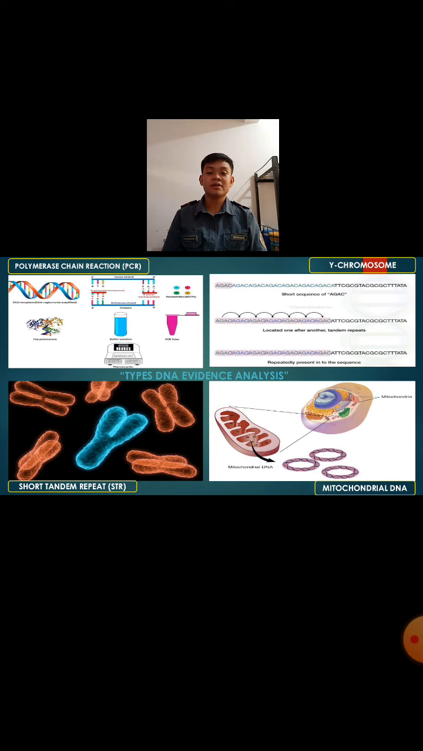And number 4 is mitochondrial DNA. This analysis allows forensic laboratories to develop DNA profiles from evidence that may not be suitable for STR analysis. Mitochondrial DNA technology analyzes DNA found in a different part of the cell, the mitochondrion, such as in hair shafts, bones, and teeth.